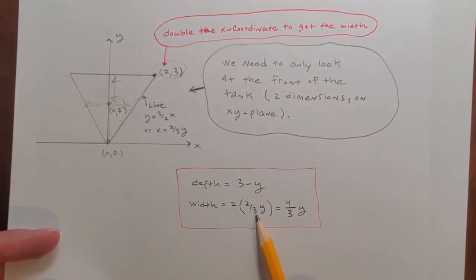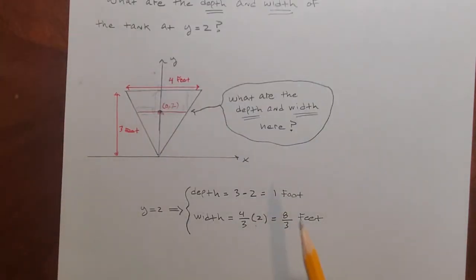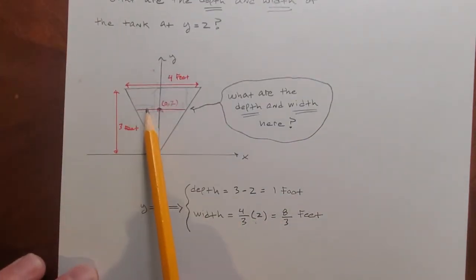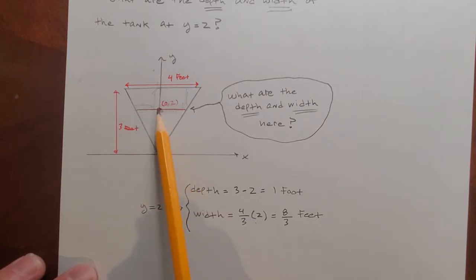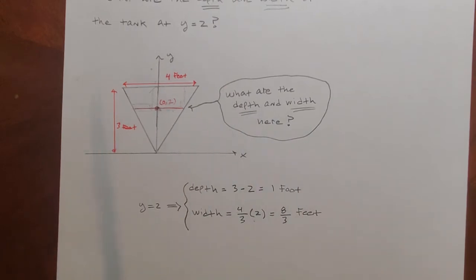And I doubled it, right? So that's what this does. It's 8/3 feet all the way across right there. No matter where you are in the tank, if you're at coordinate 2 for y, it's 8/3 feet across. Okay? All right, now let's do an example that involves setting up an integral.